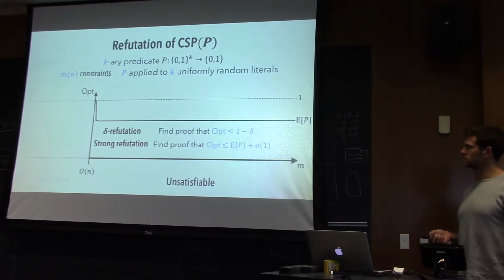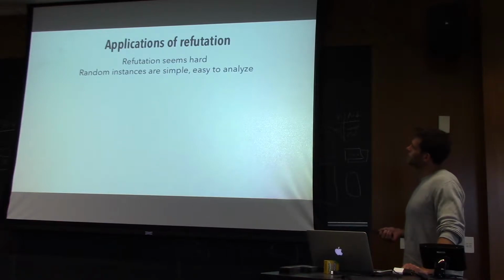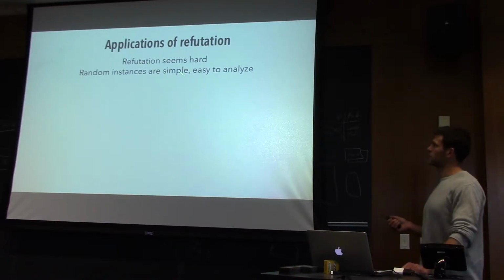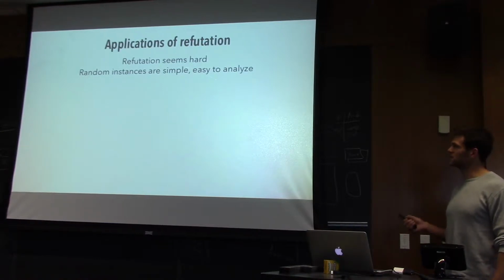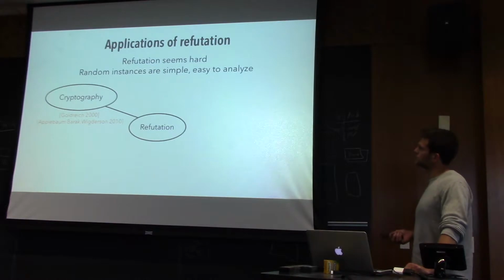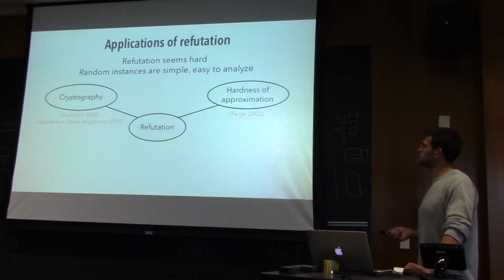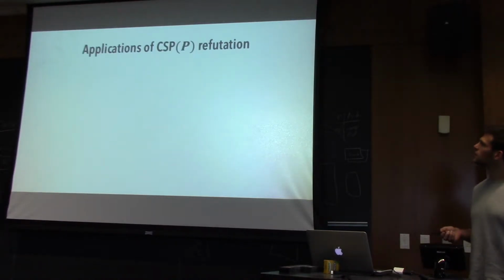So why is this problem worth thinking about? A lot of the applications come from the fact that refutation seems pretty hard, but somehow these random instances are simple and easy to analyze and are nice to use in reductions. So there's been work in crypto, hardness of approximation, proof complexity, and learning theory that involve refutation. I'll talk about applications in crypto and learning theory briefly.